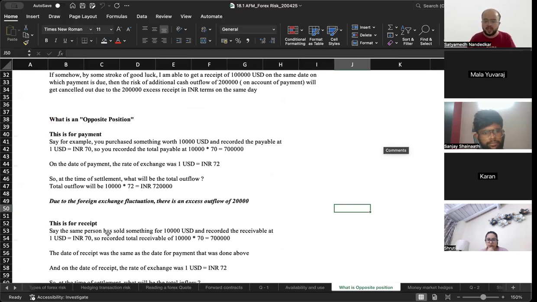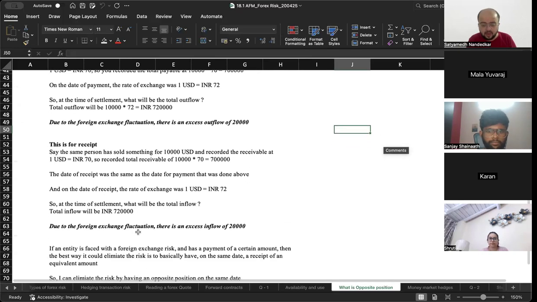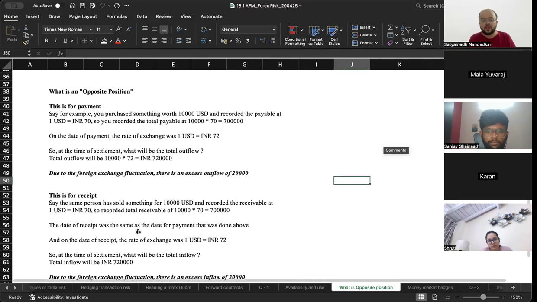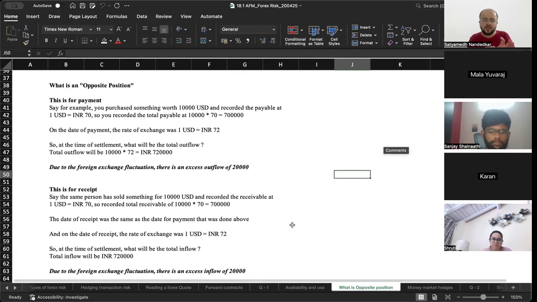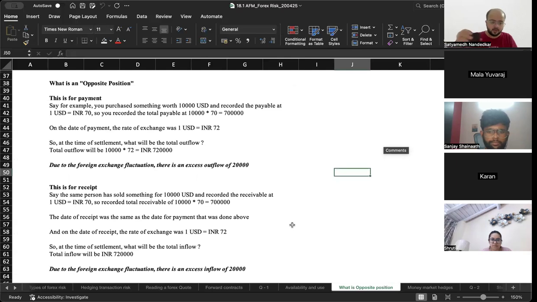the money market hedge instruments try to exploit. If you have a position for payment, what they do is they deliberately try to create a receipt position on the same day so that the receipt and payment of foreign exchange cancel each other out, and the overall risk is nullified or minimized. Just have a look at this part. What is an opposite position?